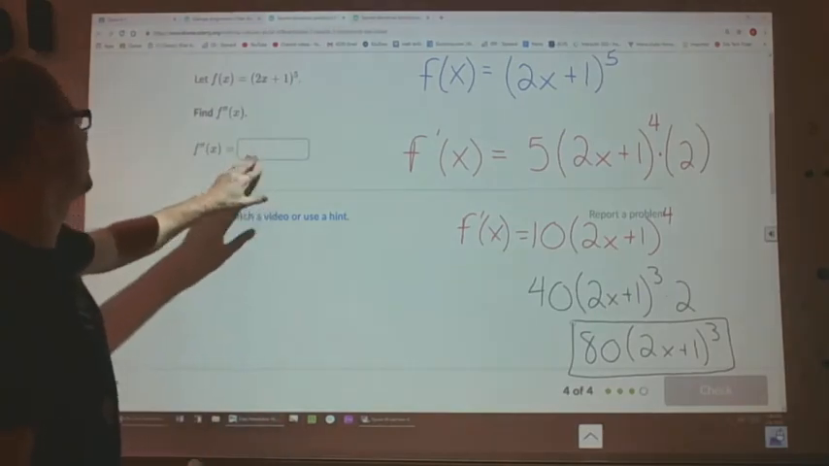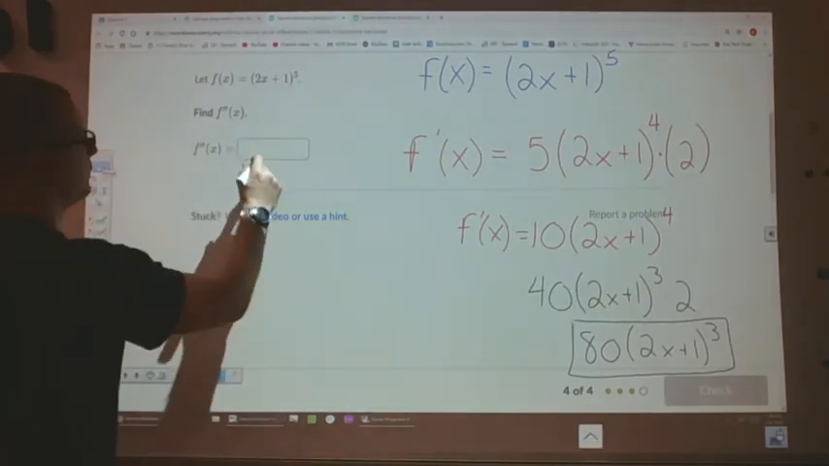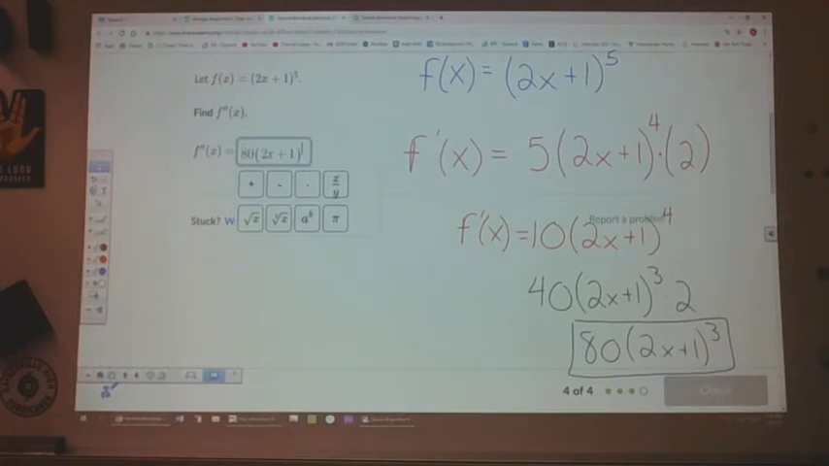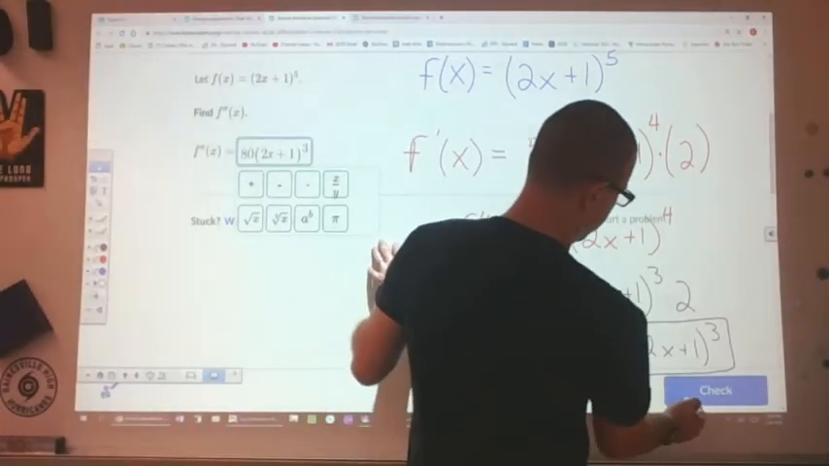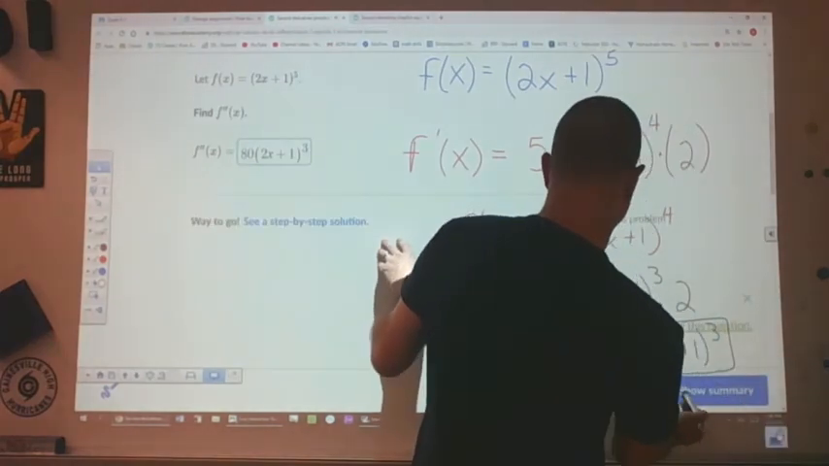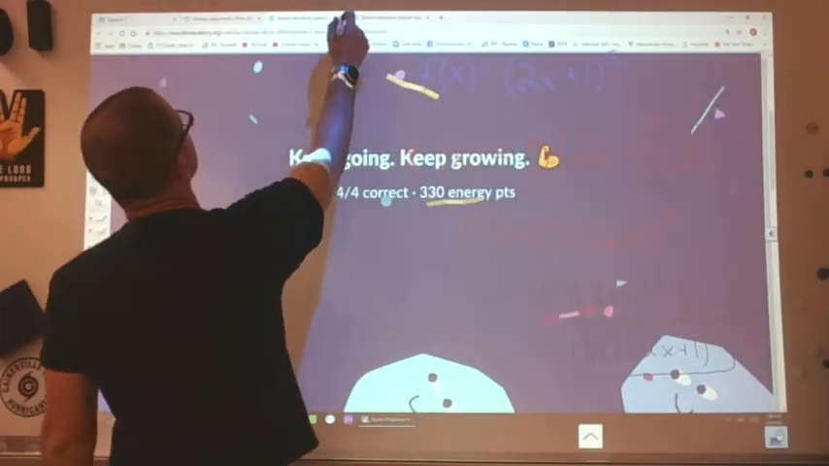So that's what I'm going to plug in right here. 80 times 2x plus 1 to the third power. And check our answer there, and that should be correct. Hooray! Right.